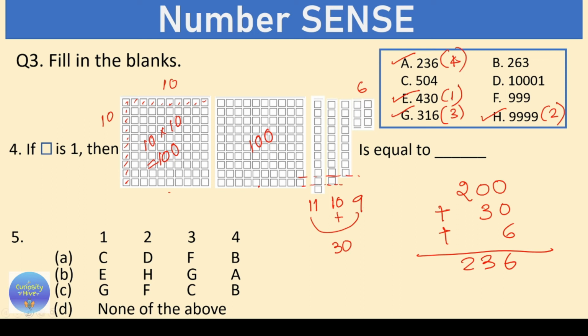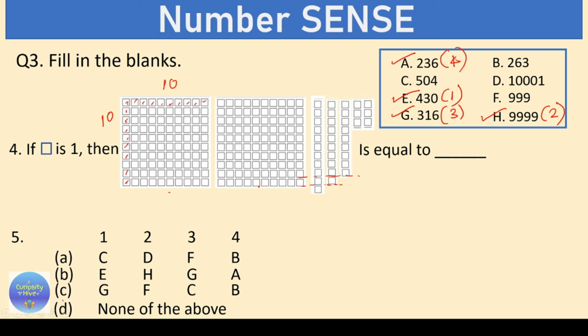Now let's clear this and go to the fifth one. Now let's see the fifth one. The fifth one is telling us to check which one is the correct option. Our first answer is E. Second answer is H. Third answer is G. And fourth answer is A. So the right answer is option B.